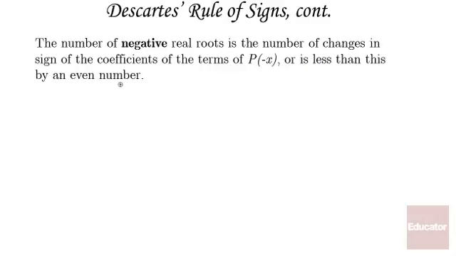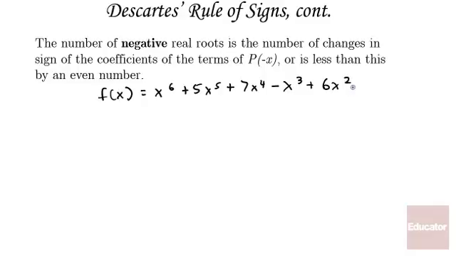Let's continue on with the example that we just looked at, where we were given f of x equals x to the 6th plus 5x to the 5th plus 7x to the 4th minus x cubed plus 6x squared minus 2x plus 4. Now, I found there were 4 sign changes, which means 4, 2, or 0 positive real roots. For the negative real roots, I have to look at f of negative x. So I need to change these x's to negative x.